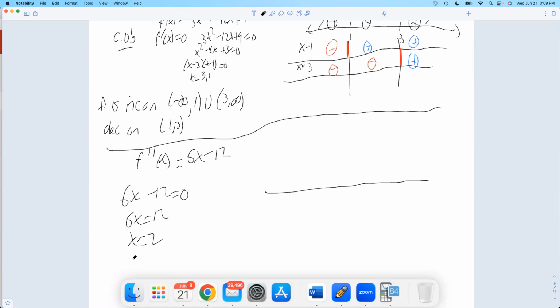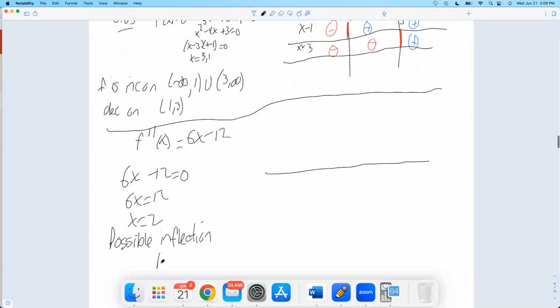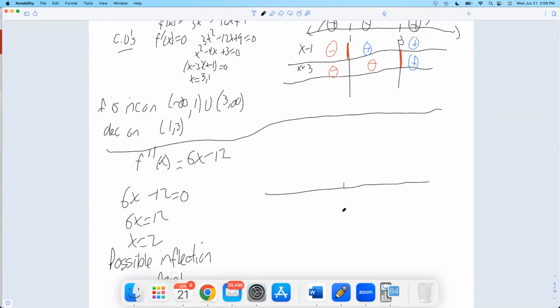So I'm just going to write here, this is a possible inflection point. And I think in this case, it will be 1. Okay, so we draw, 2 is my possible inflection point. Now I'm checking his sign. All I care about is positives and negatives. Check his sign.